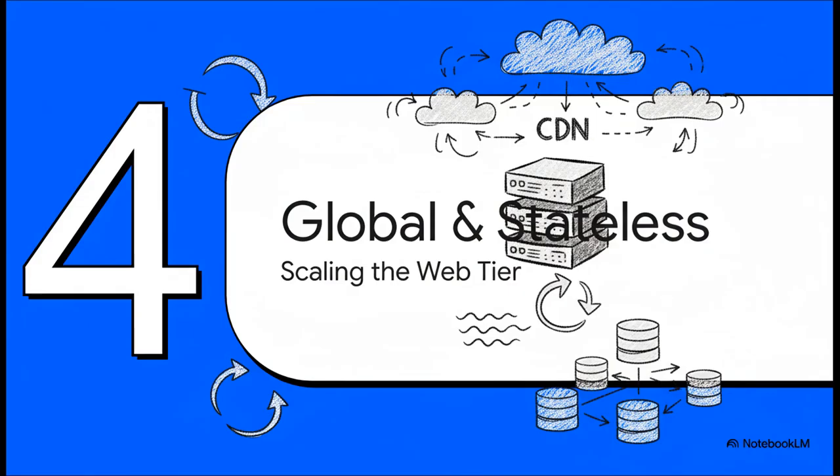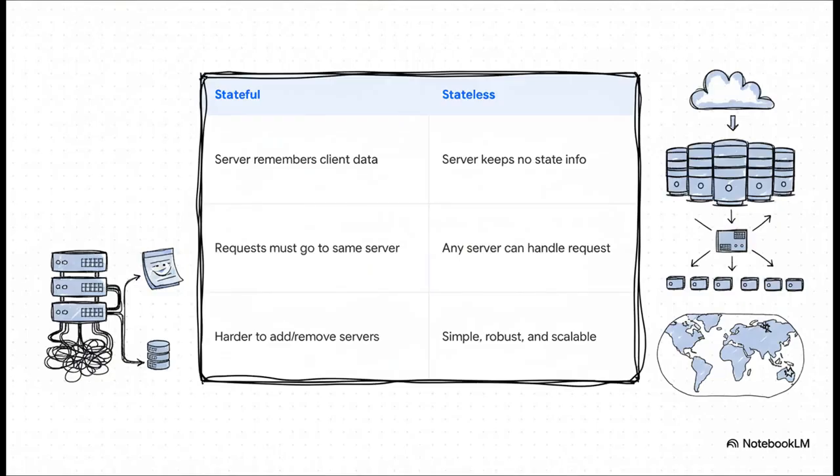Okay, so with a CDN handling our static files, we are finally ready to think globally. But to really scale our app efficiently across the whole world, we have to make this one super important architectural change. Our web servers have got to become stateless. So this is a really important distinction. In a stateful world, the server itself remembers you. It knows who you are. The problem is, your next request has to go back to that same exact server.